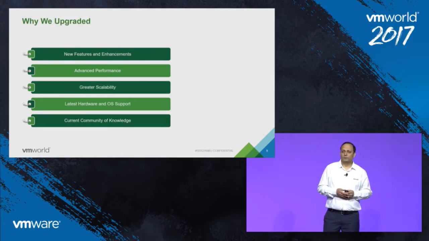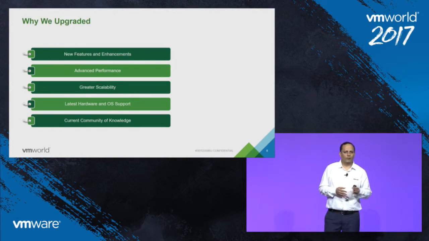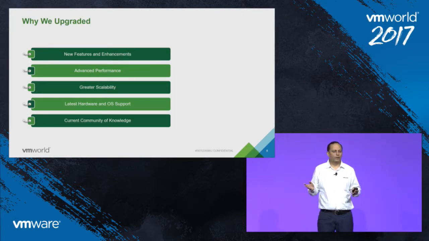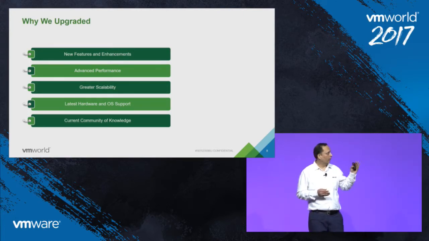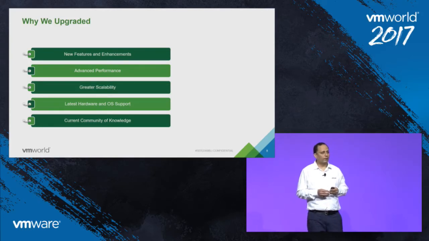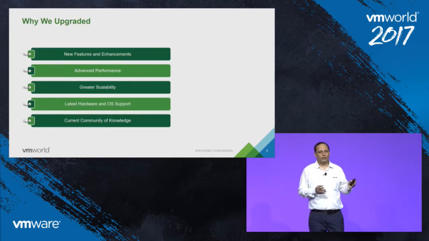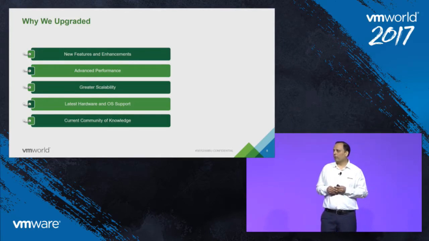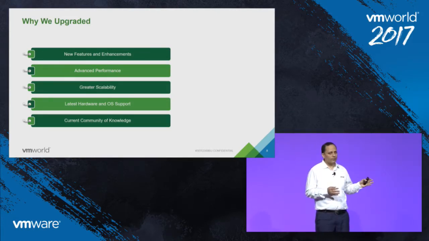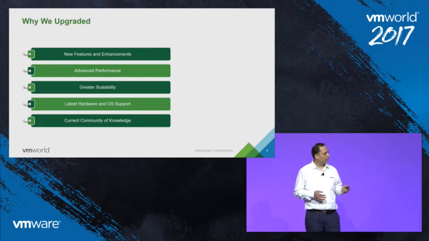So why did we upgrade? There were so many reasons. We had a stable environment running with 6.0. So what was the reason that we upgraded our environment to 6.5? There was more than one good reason. We got new features and enhancements, better scalability, advanced performance, and the latest hardware support. We'll talk about these features in the next few slides. But since the primary focus of this presentation is how we upgraded, I'll cut it short and, very briefly, discuss the features we have with the 6.5 release.